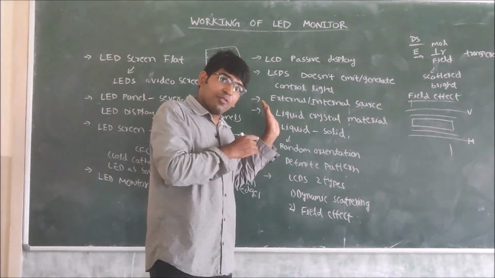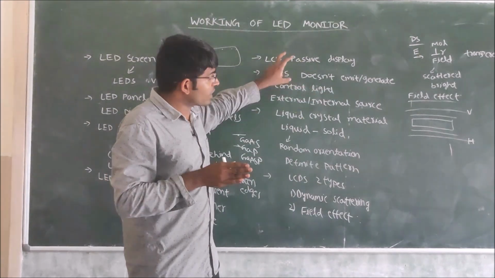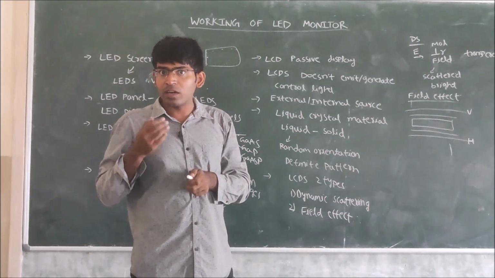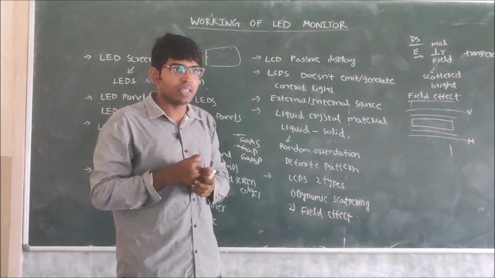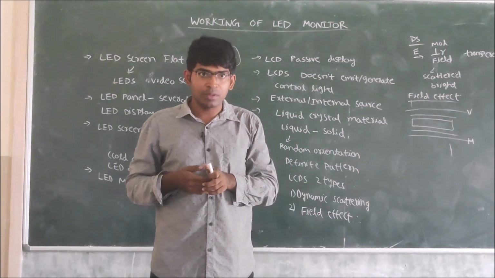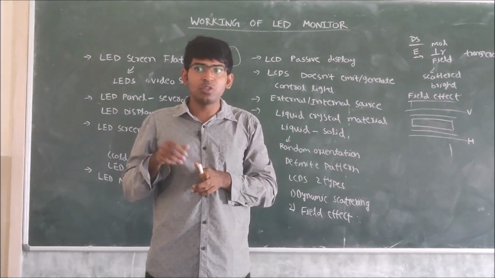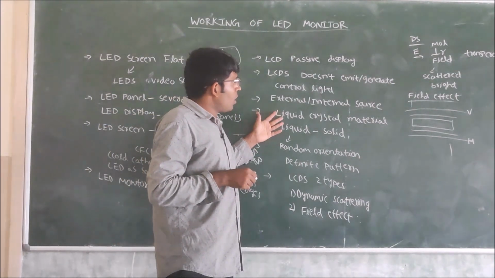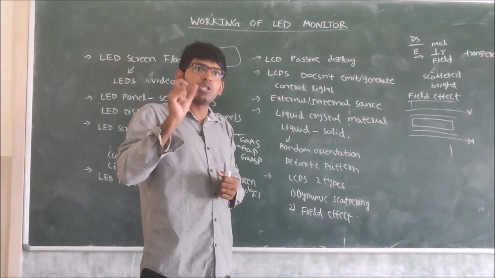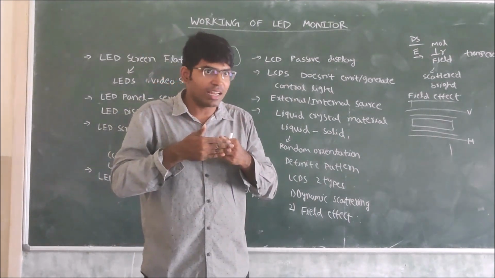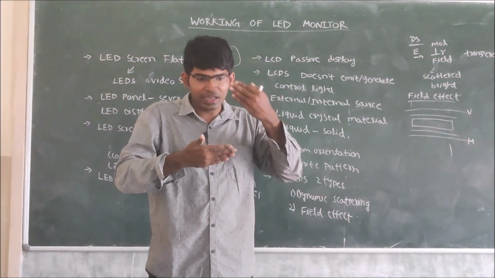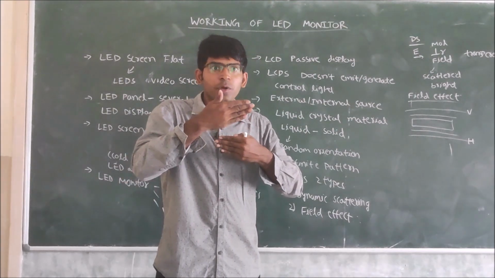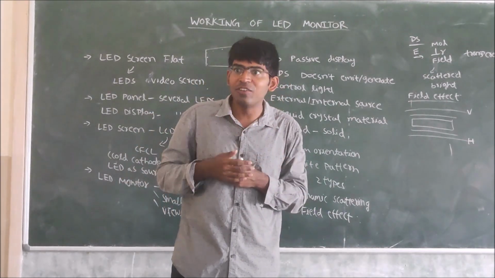So here we definitely require an external or internal source for the LCD screen. What source are we giving for the light? We are giving the LEDs in the LED monitors. Previously in the LCD monitors, we used to give CFCL lamps. Why are we choosing only the LCD screen? Because in an LED monitor, there are only two things: generating the light by the LED, and that light should be controlled by whom? That light should be controlled by the LCD, liquid crystal display.